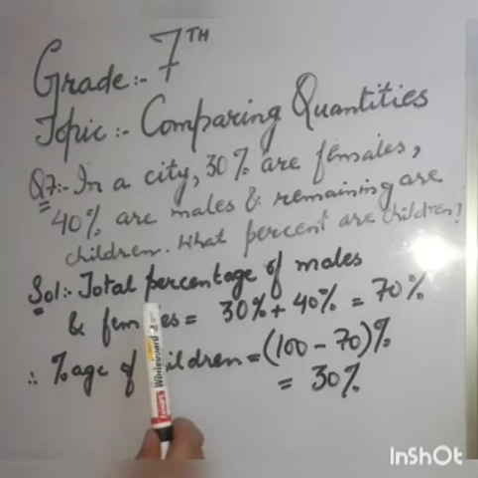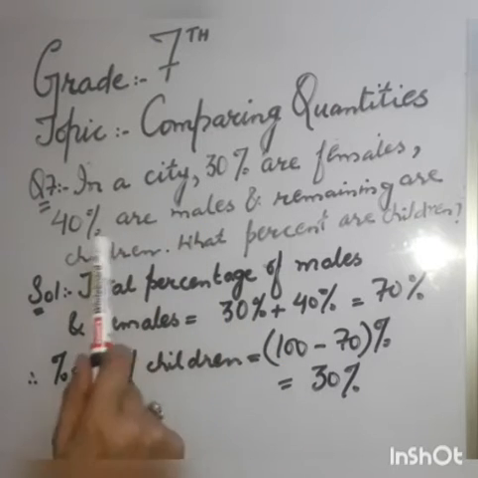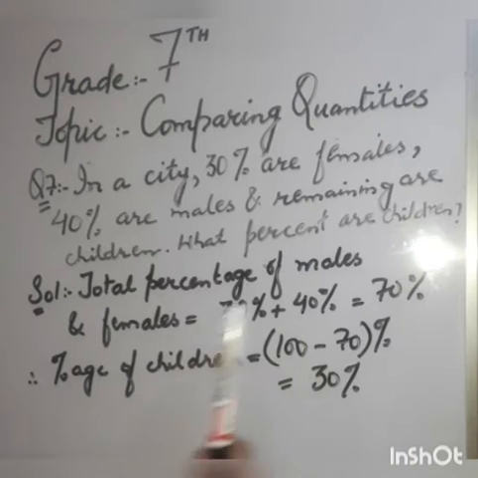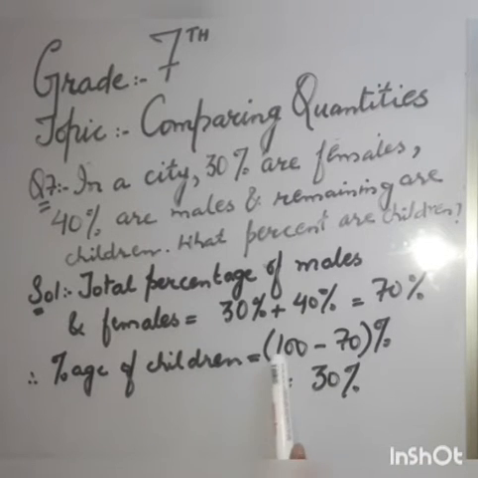So the total percentage of males and females is equal to 30% plus 40%. 30 plus 40 is 70. So the total percentage of males and females is 70%. Now remember, the total percentage is always 100. Now the percentage of children will be 100 minus this 70. So 100 minus 70 is 30. So we can say there are 30% children in the state. Clear?